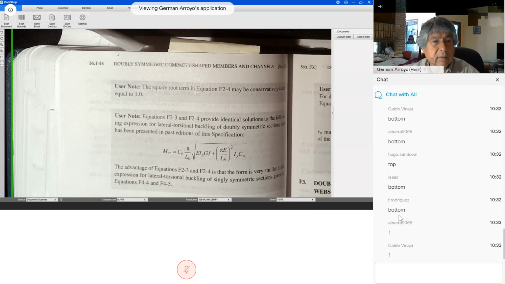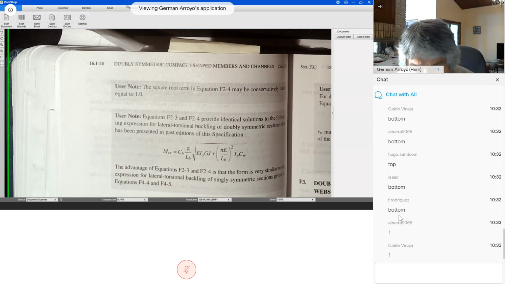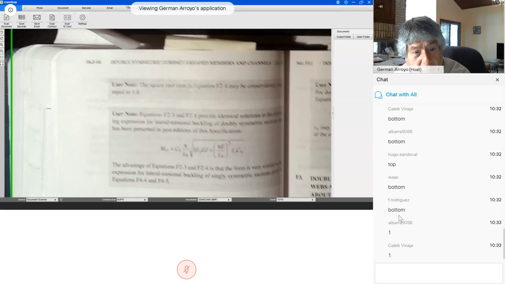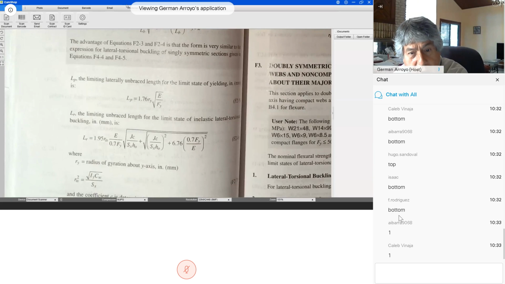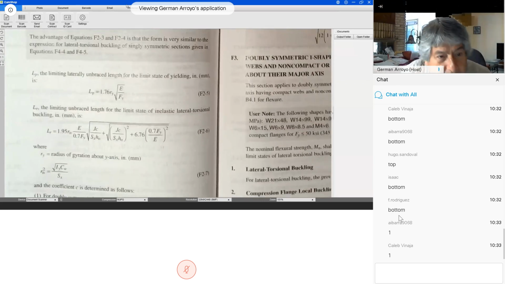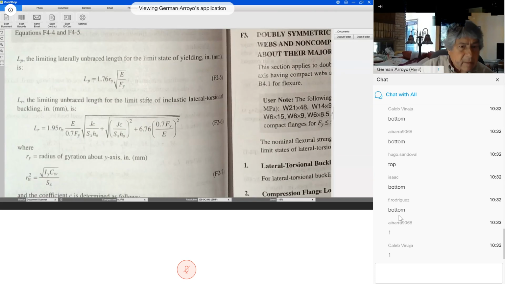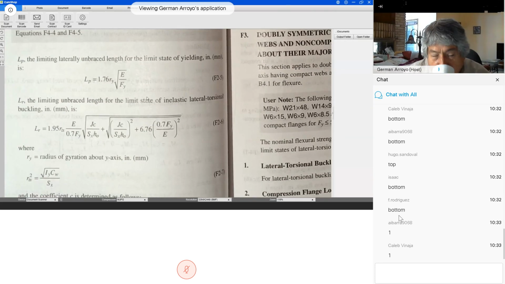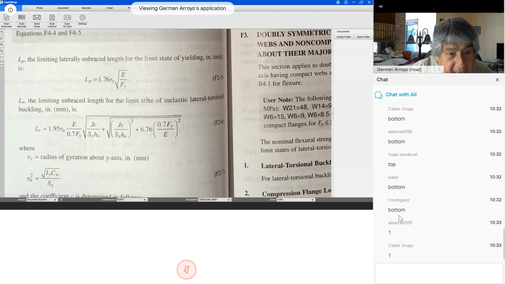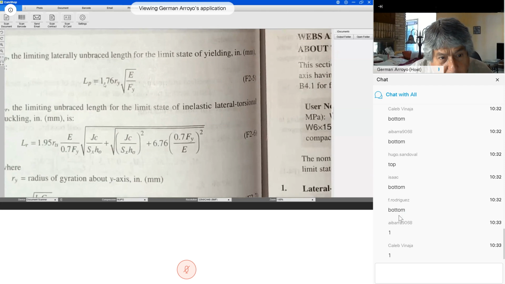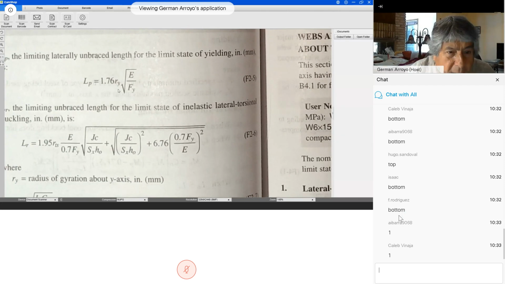Go to page 16.1-48. In this page, they give you equation F2-5. Look at this equation in here, F2-5. L sub P is computed as 1.76, the radius of gyration about the y-axis, times the square root of E over F sub y.